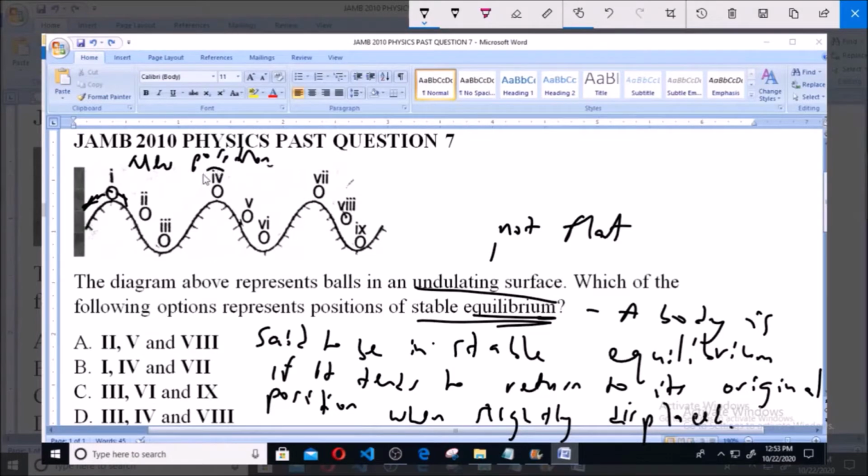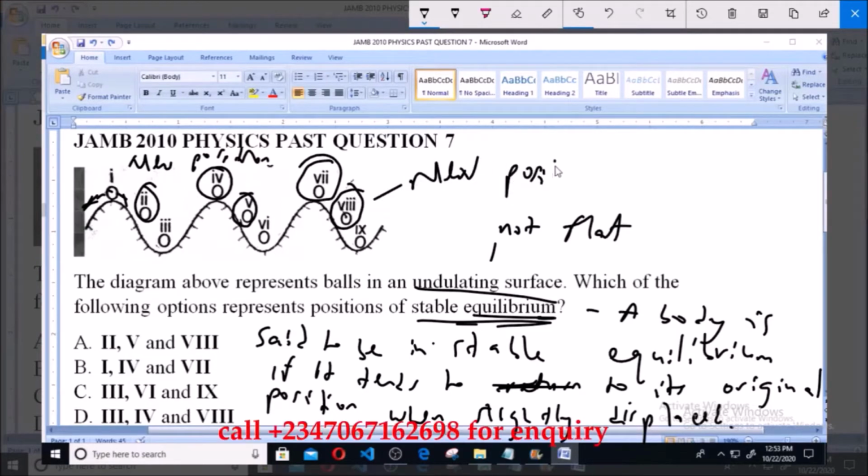Okay, the same thing applies for 4 and for 7. So when you displace them, what will happen is that they won't return to their original position. They will just take a new position. So they are not in stable equilibrium. Now ball 2, ball 5 and ball 8 are in similar positions. Now what happens there, when they are displaced, okay, they will also come to rest in a new position, and they do not fit into this definition of stable equilibrium, hence they are not in stable equilibrium.